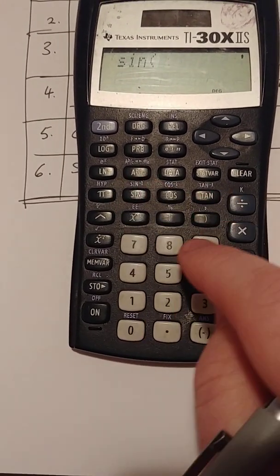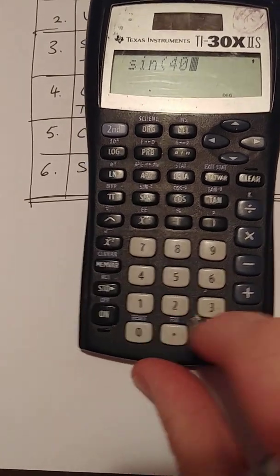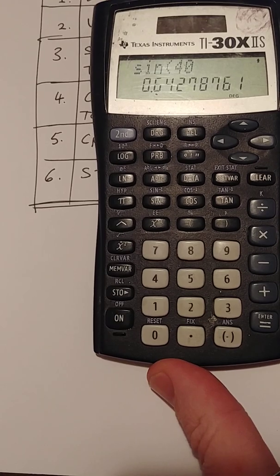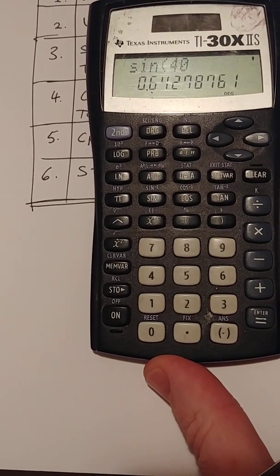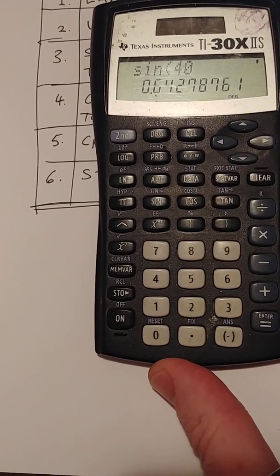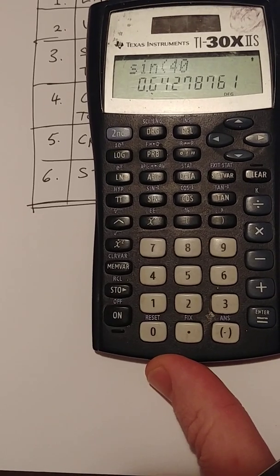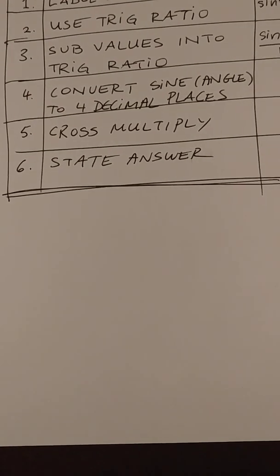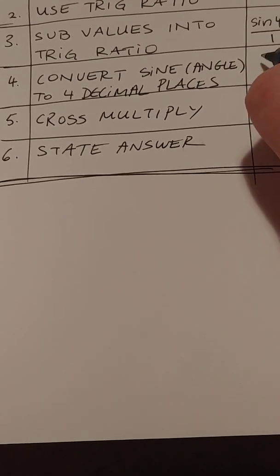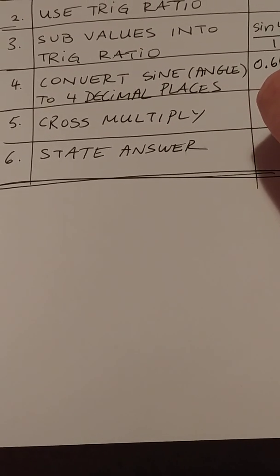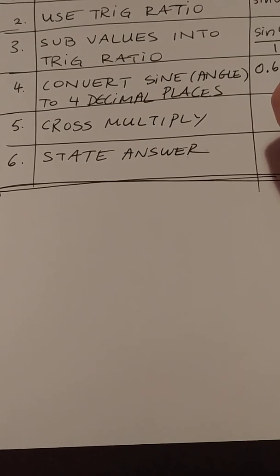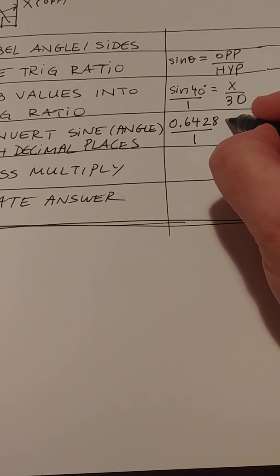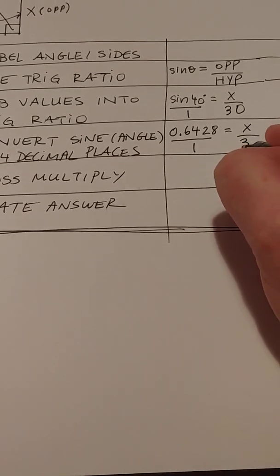So you'll press sine 40 degrees and equals, and you get the decimal 0.64278. We're going to round that up to 0.6428. Okay, 0.6428. So let's record: sine 40 becomes 0.6428, properly rounded, divided by 1, is equal to x divided by 30.